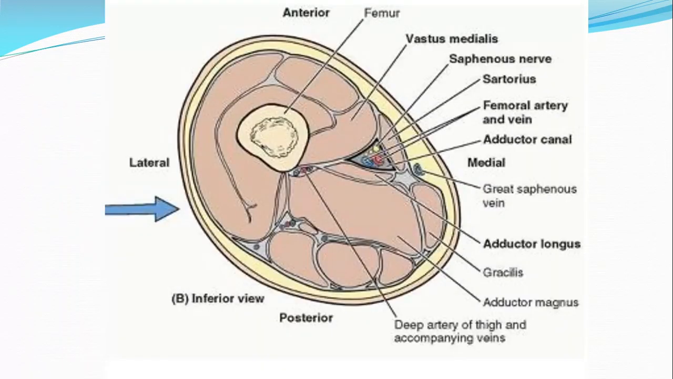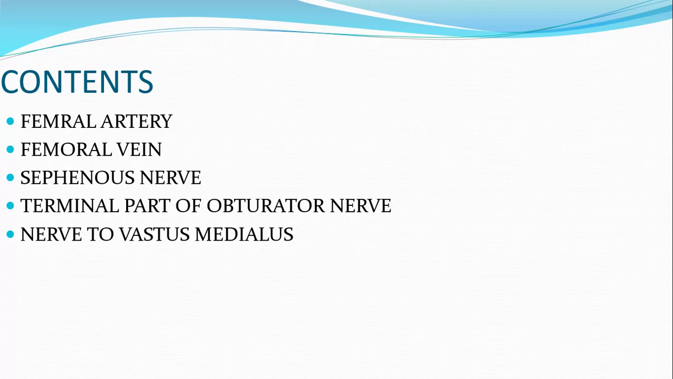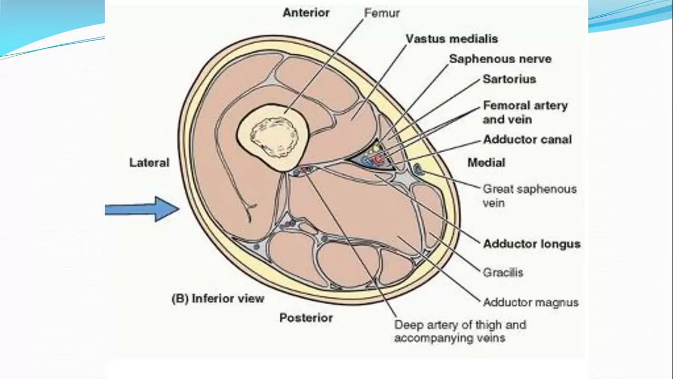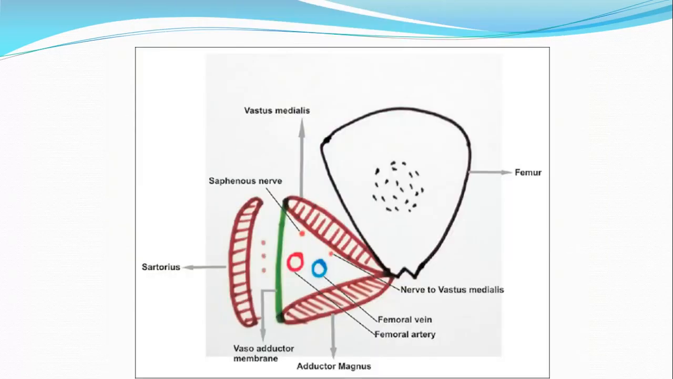Okay, and now I will confirm the contents. The femoral artery I have seen in it, femoral vein I have seen, saphenous nerve I have seen, nerve to vastus medialis I have seen, terminal part of obturator nerve, so that's not mentioned here. So I will try to find out where the obturator nerve branch is. If not, I will add that branch into this diagram. Okay.